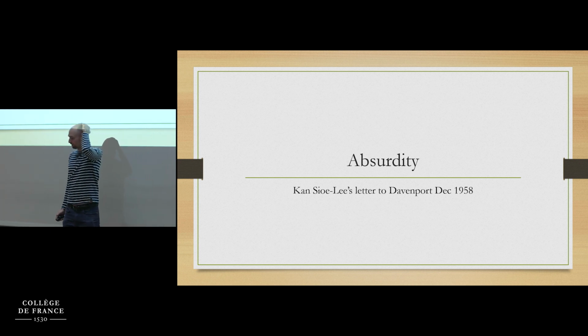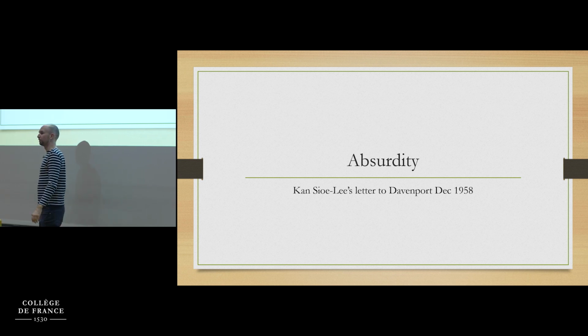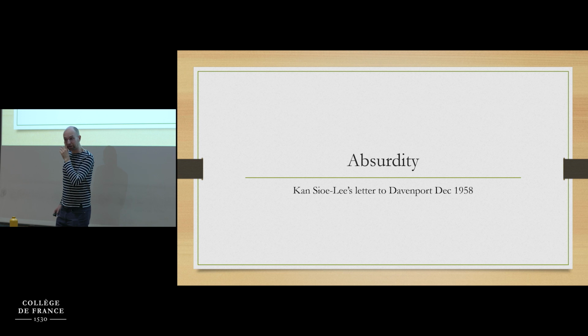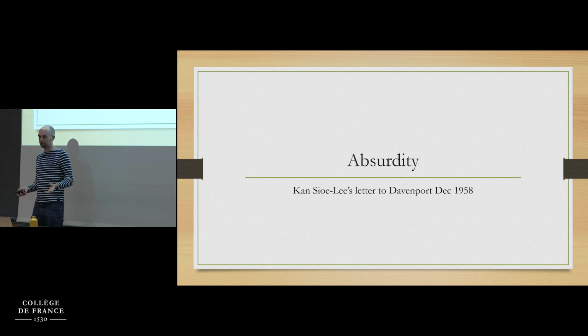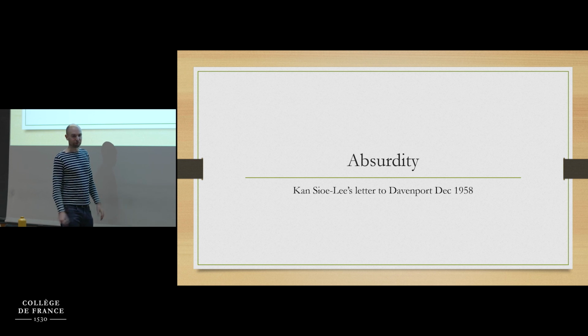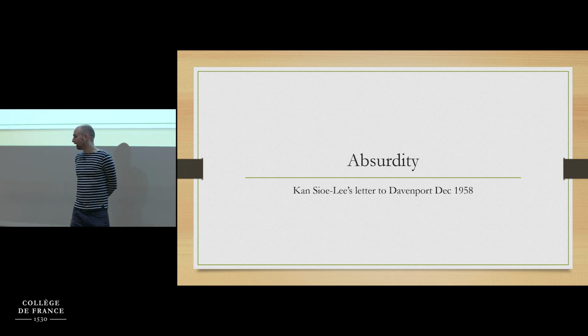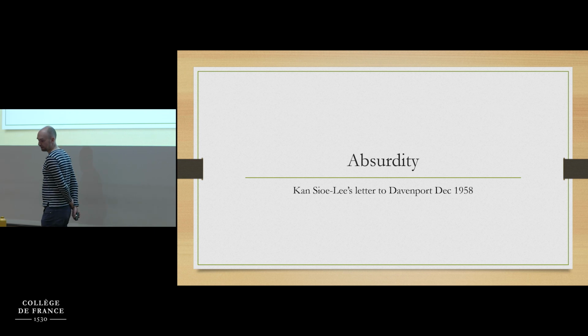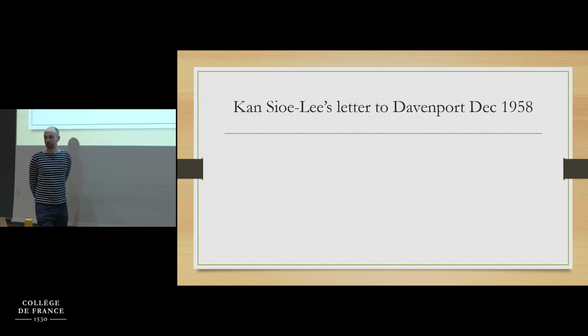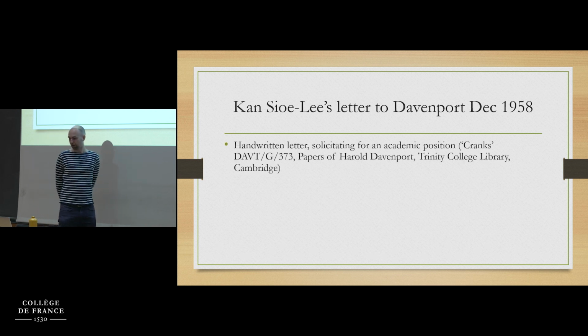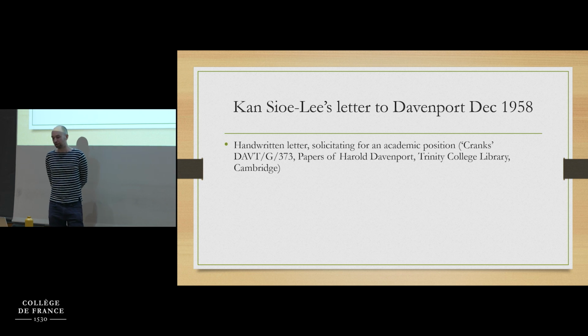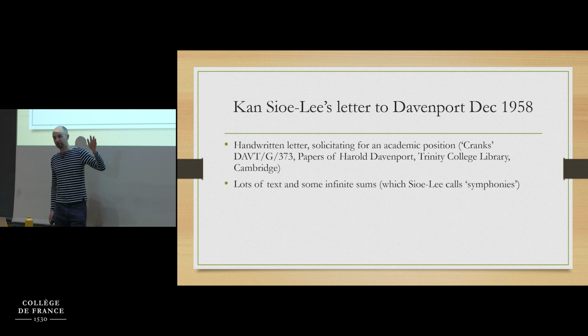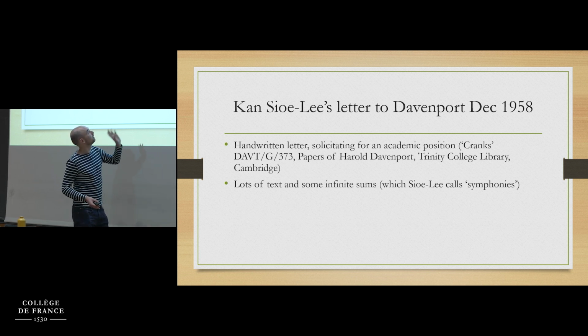So this is a letter from Cancioli to Davenport. Harold Davenport was the president of the London Mathematical Society at the time, and he received quite a few letters from people that he called cranks, and he collected them. There's now a so-called crank file, the Davenport crank file, which you can have a look at in Cambridge. And a colleague of mine, Michael Brownie, and I did. Part of this Davenport crank file is a letter by Cancioli, which was received in '58. It's a handwritten letter, and Cancioli is soliciting for an academic position. In this letter, there's a lot of text with a couple of infinite sums, which the author calls symphonies.